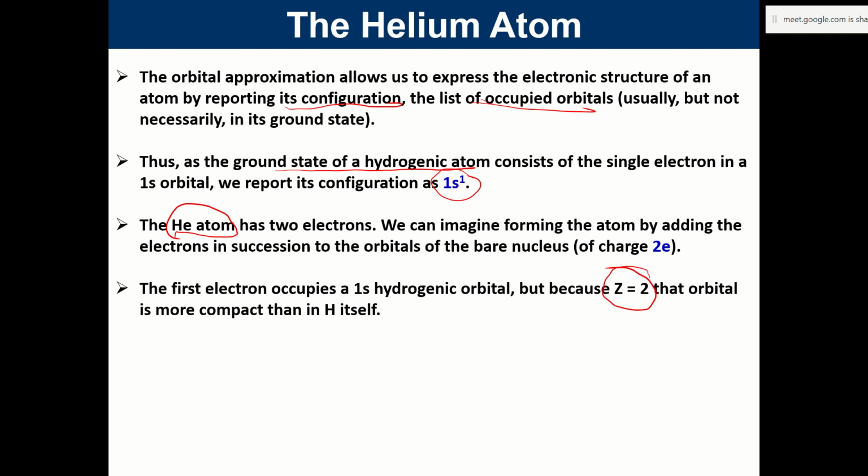In case of helium, because the number of protons has increased, they will attract the electron much more strongly, right? So there will be greater attraction between the two protons. Now you have doubled the charge at the nucleus, so that will attract the electron strongly, and it will move closer to the nucleus. So that's why we say that the 1s orbital is more compact than that in hydrogen.